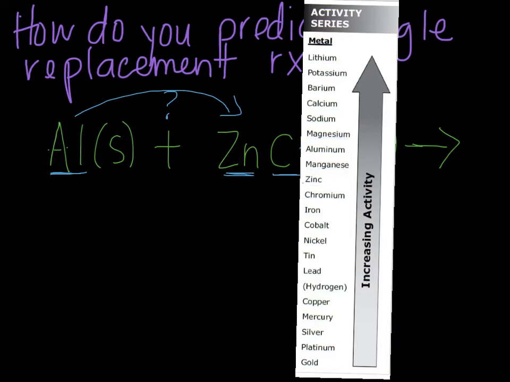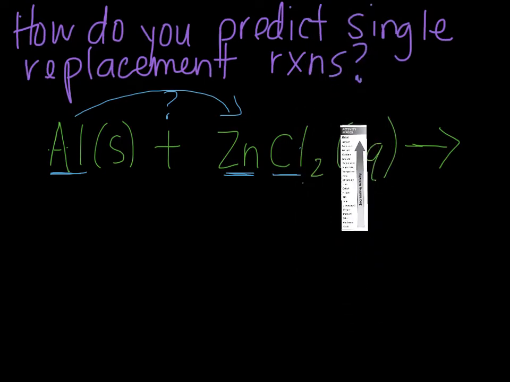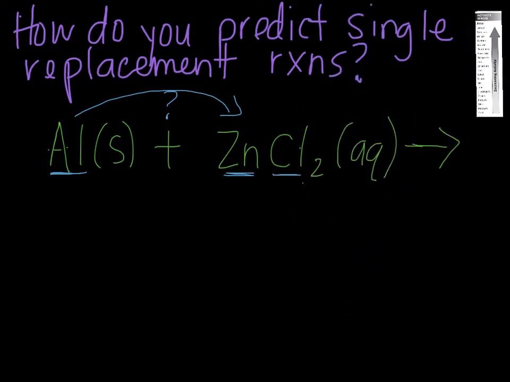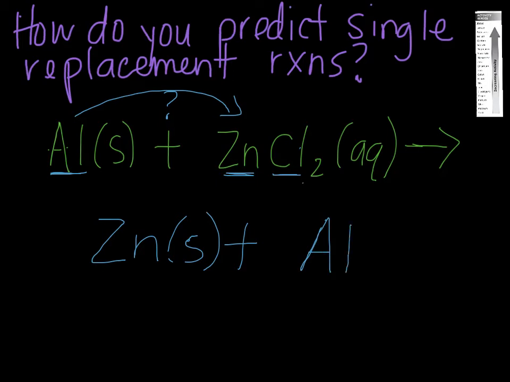So what we're going to do is finish this equation by showing what's actually going to happen. So if zinc is going to get replaced by aluminum, that means that zinc is going to be written out by itself, alone, on the product side. And since it's a metal, it's going to be a solid. And now that aluminum is with chloride, we have to rewrite a new formula. And so aluminum and chlorine are going to get bonded together, and usually that's going to remain as an aqueous solution. Aluminum is from group number 13, and so it has a +3 charge.